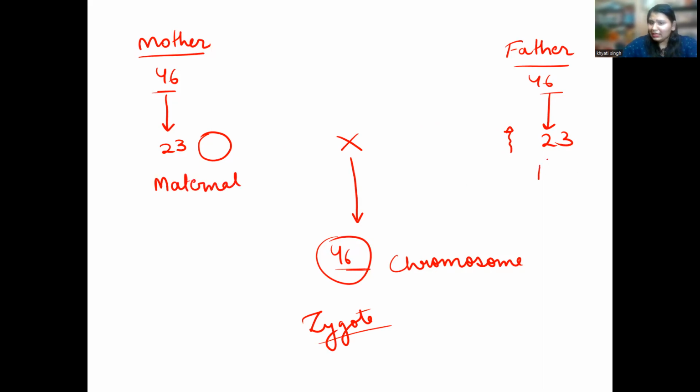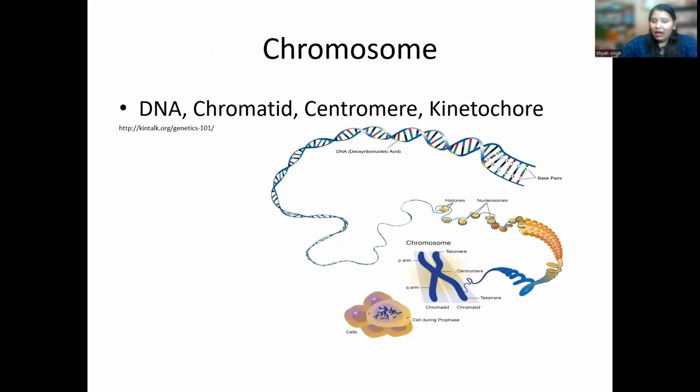And from the father's side, the chromosomes which are coming are known as paternal chromosomes. Okay? So I contain both the parts. I contain some characteristics from my mother as well as from my father. Now we are going to study what is DNA, chromatid, centromere and kinetochore.